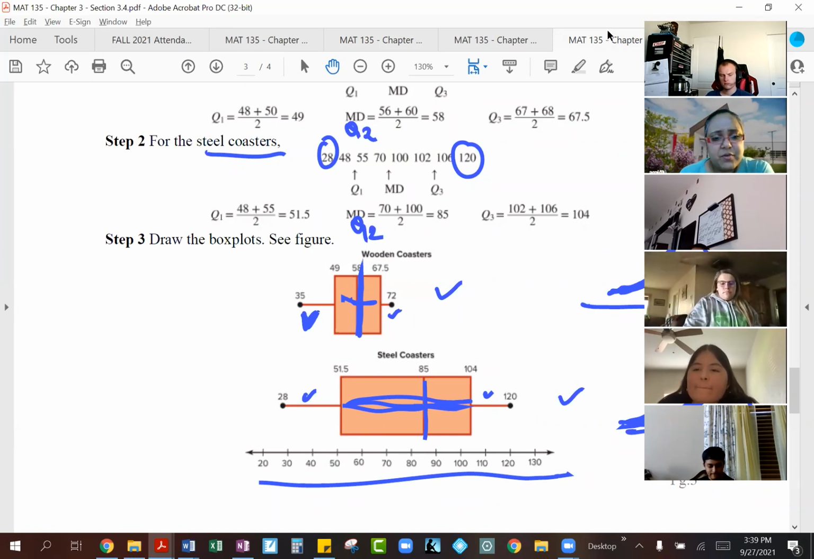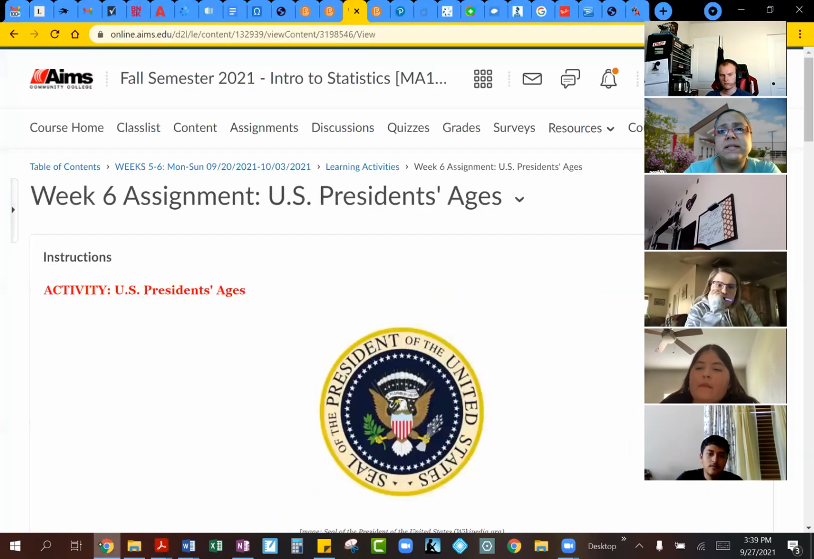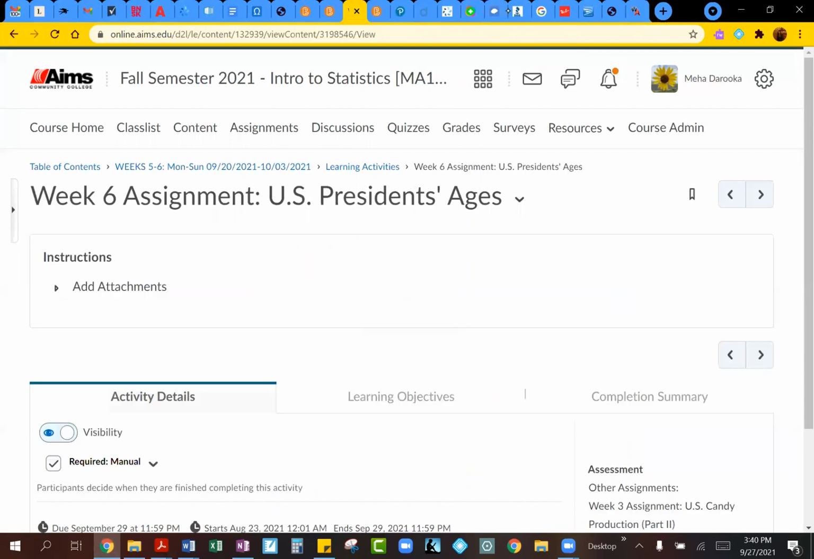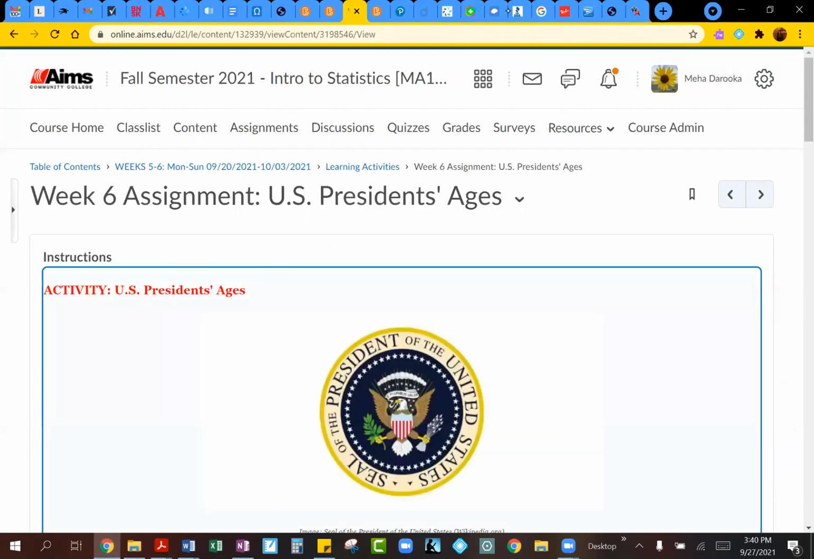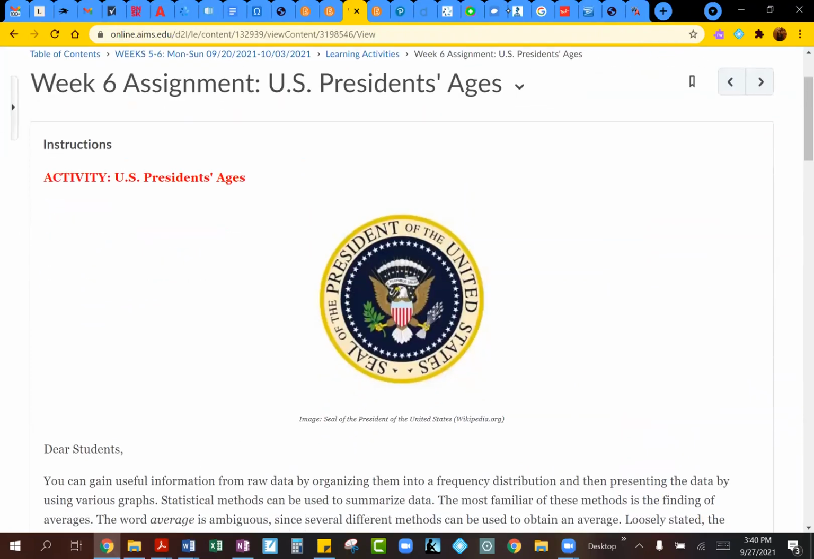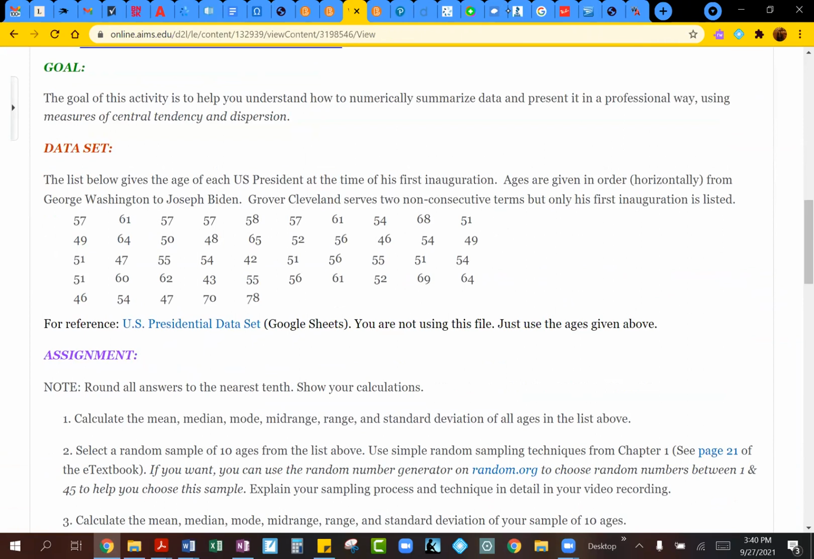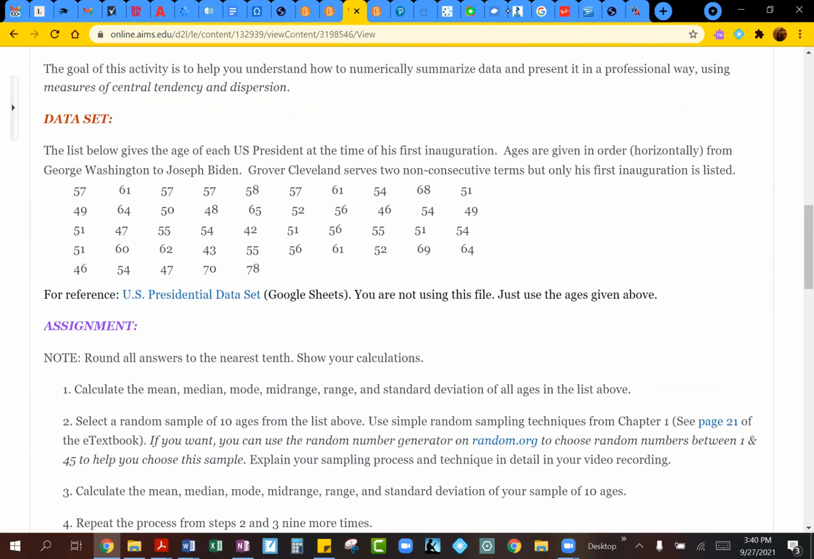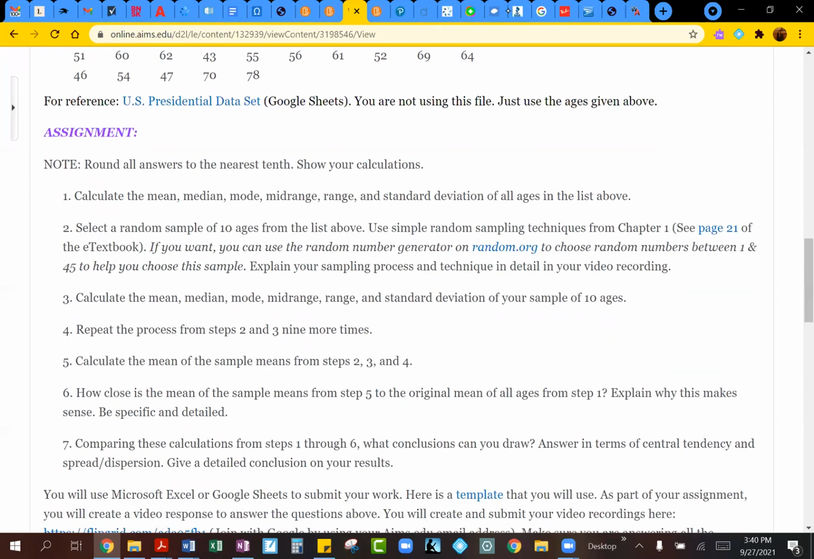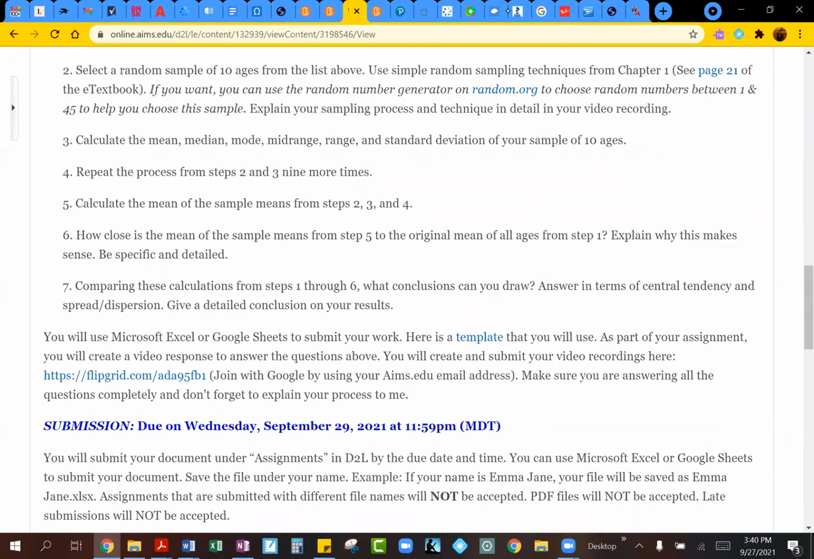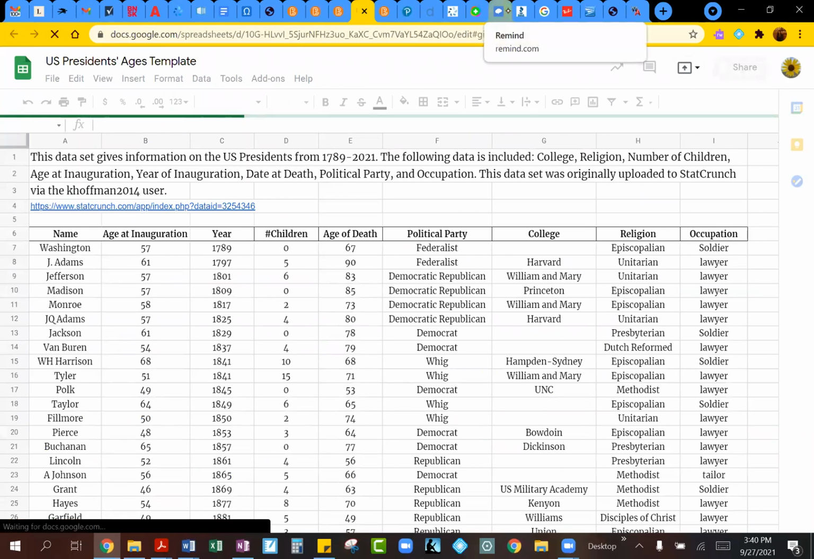So again, just wanted to remind you guys that you are turning in the presidents' ages assignment on Wednesday by midnight. Remember, we talked about this last time, you have your ages given over here. You can go to random.org to help you come up with those 10 samples of 10 numbers that we talked about. You have your template given to you over here. So this is where you'll enter all your information.